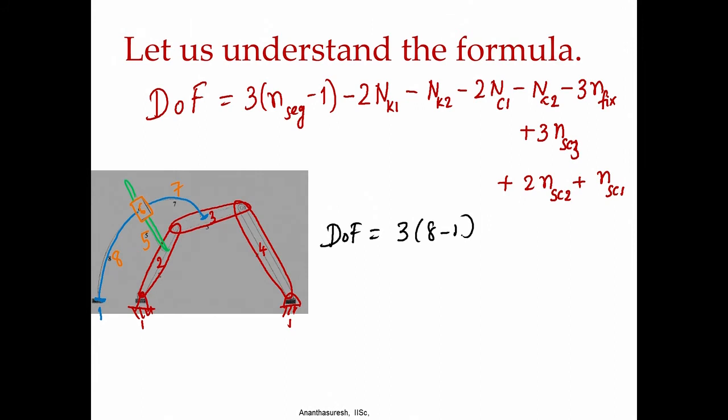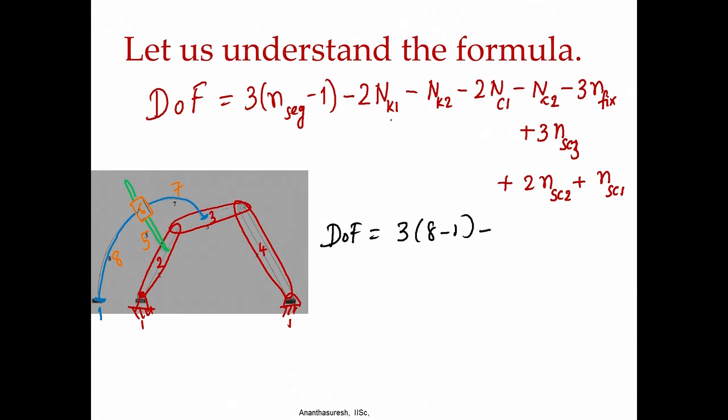We are counting both elastic segments, the blue ones 7 and 8, and the rigid ones 2, 3, 4, 6 and 5, and we have the fixed frame, that is 1. Okay. So, we count everything: 3 into 8 minus 1.